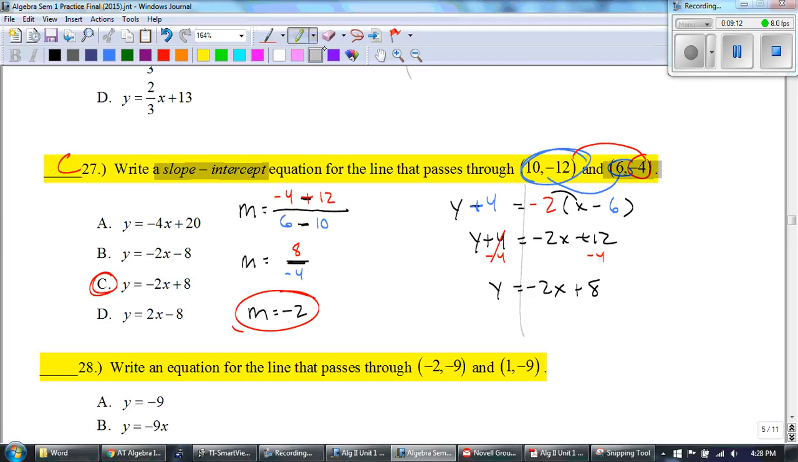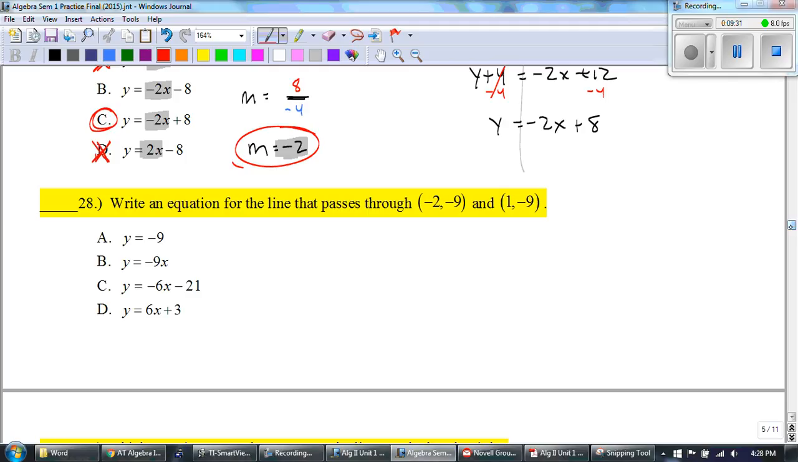Now, once I was done, you know that your slope is -2. I would flip through these, and whichever ones are not -2, cross those out, because then you got a 50% chance you're going to get it right.